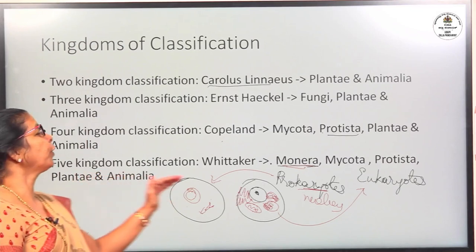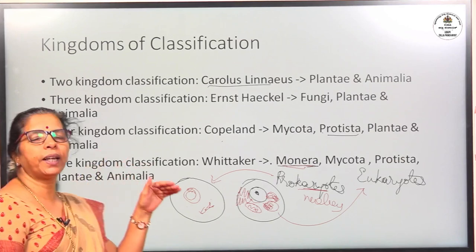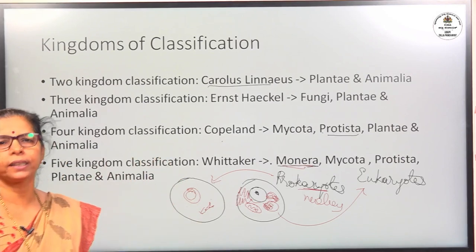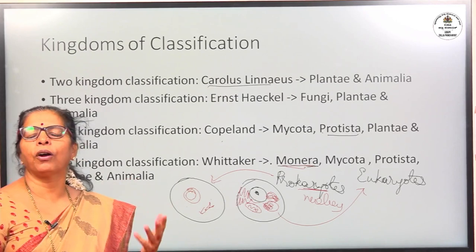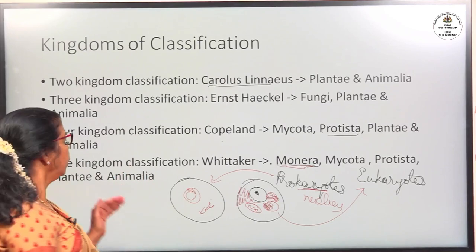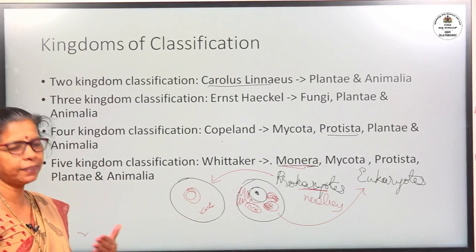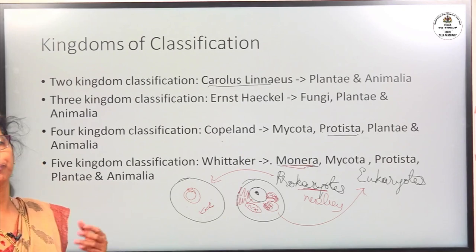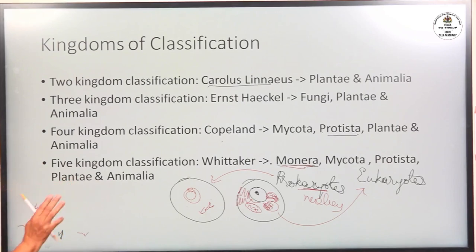Still, this five kingdom system has some limitations, where R.H. Whittaker did not keep a place for viruses. Viruses, prions, viroids, and even lichens, they do not have any place. So that is the demerit of the system. And later, a six kingdom system of classification was also recently published.